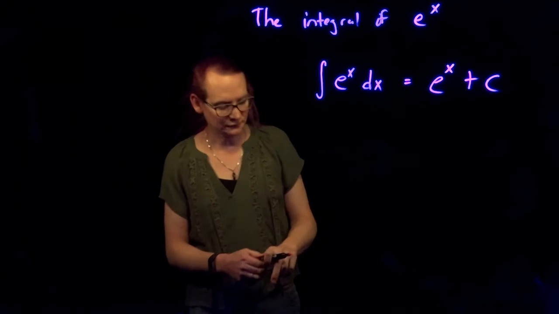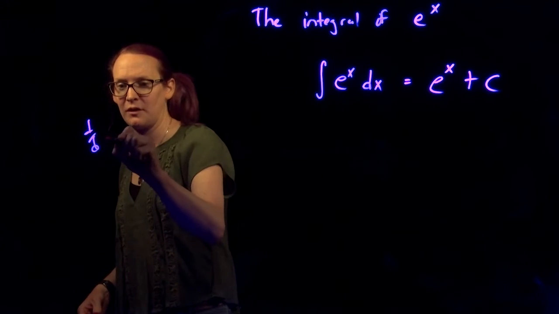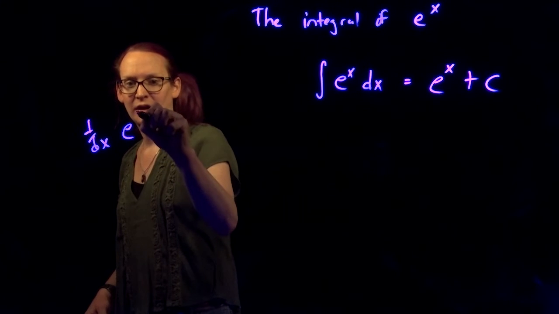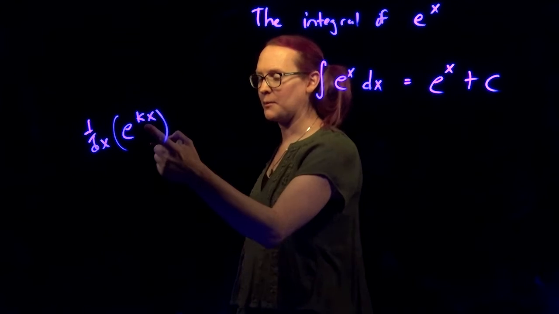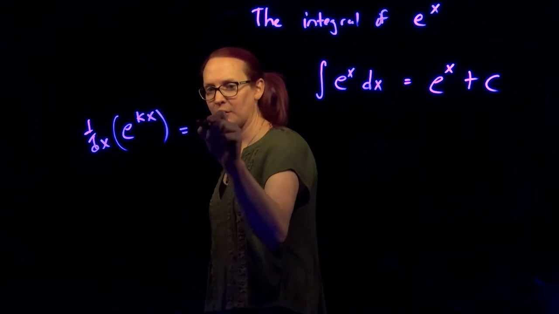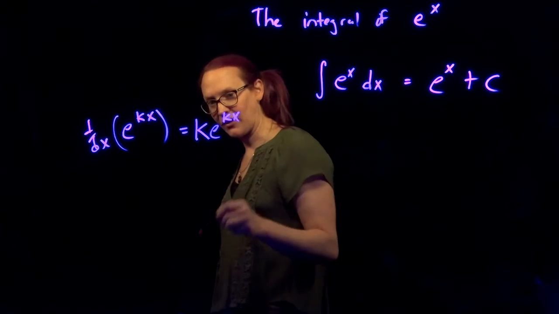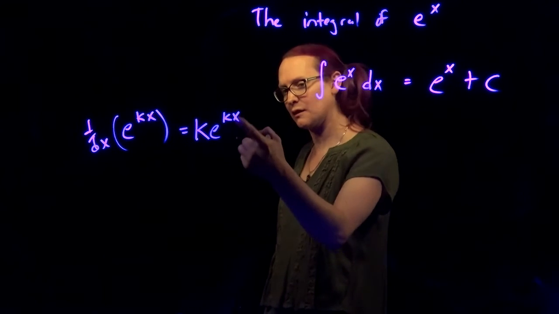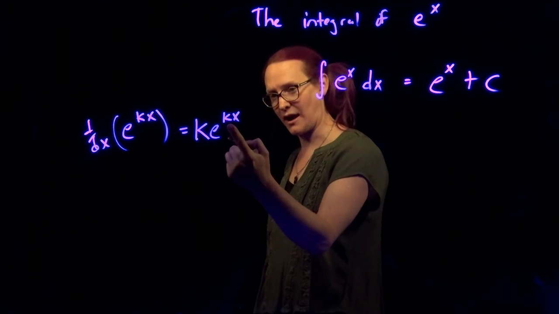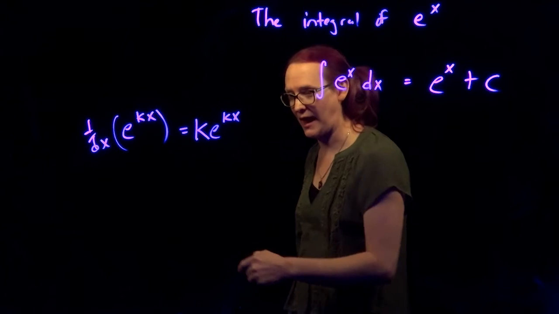Okay. I'd like to remind you also that the derivative of e to the k times x, so I'm scaling my function by k right there, is equal to k times e to the k times x. That's because of the chain rule, because I take the derivative of e to the x and then I take the derivative of the inside, and I get the derivative of kx on the outside, which is just k.